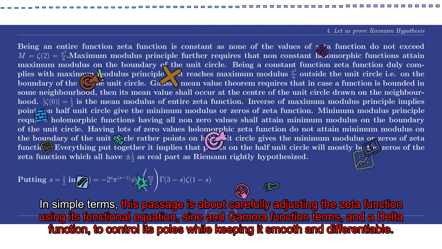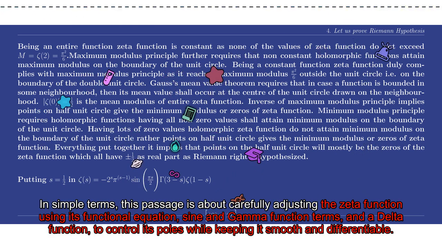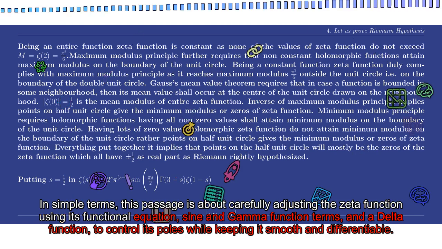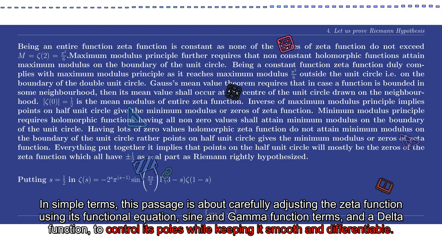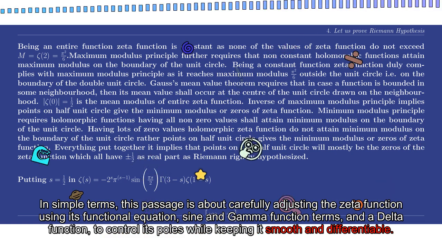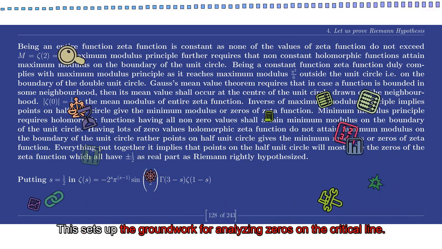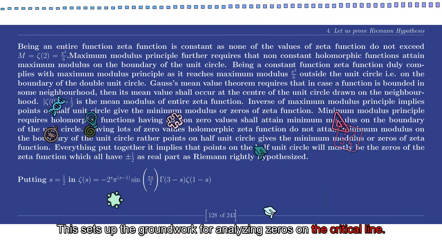In simple terms, this passage is about carefully adjusting the zeta function using its functional equation, sine and gamma function terms, and the delta function to control its poles while keeping it smooth and differentiable. This sets up the groundwork for analyzing zeros on the critical line.